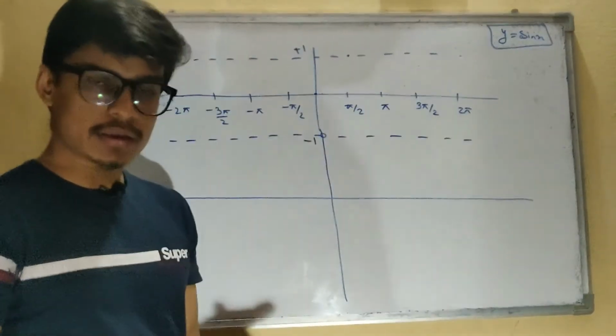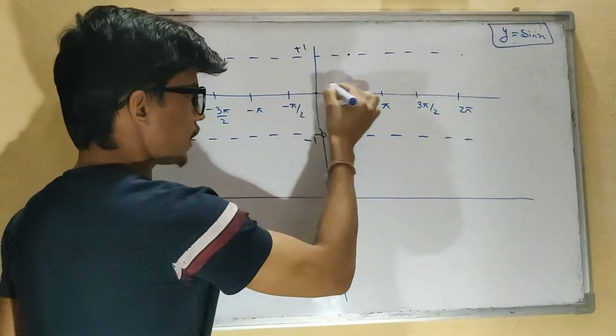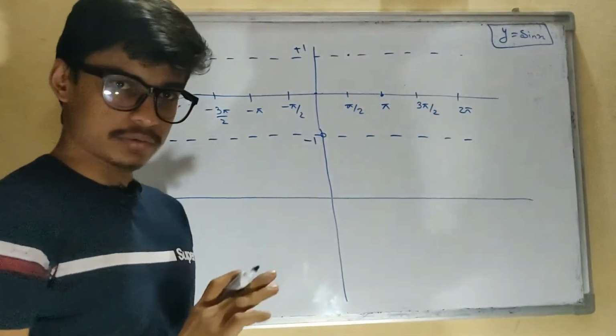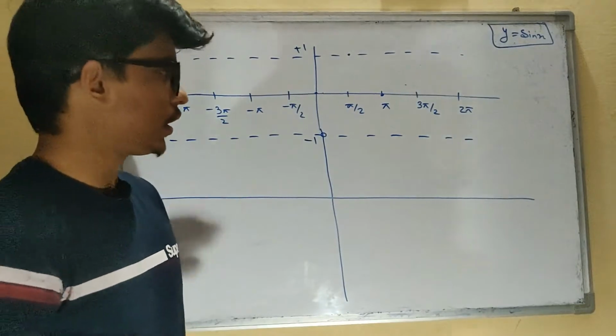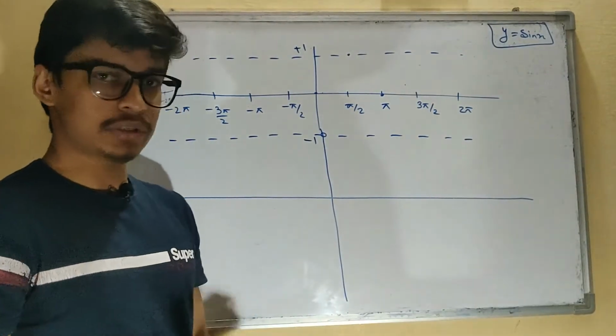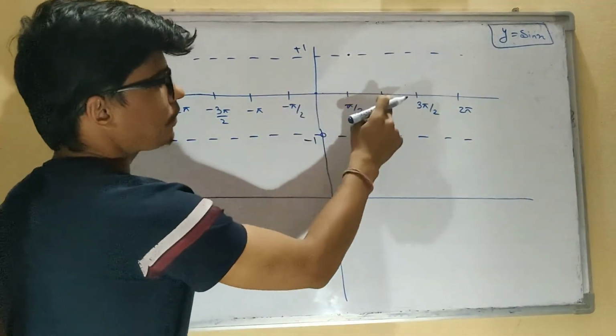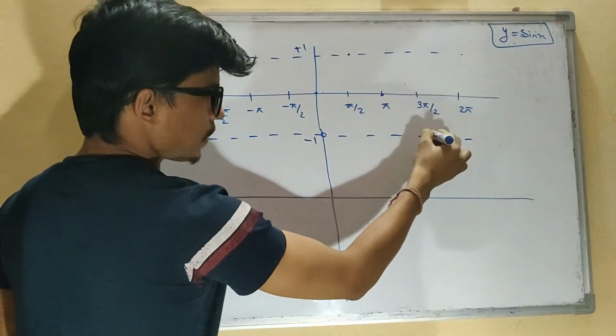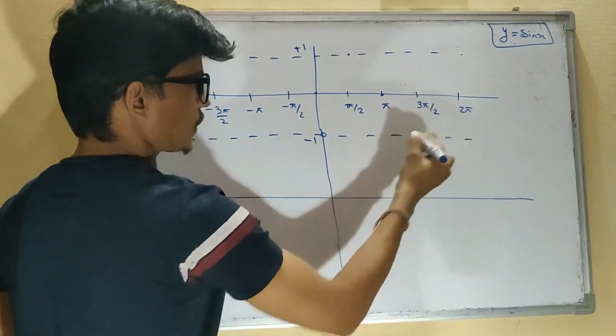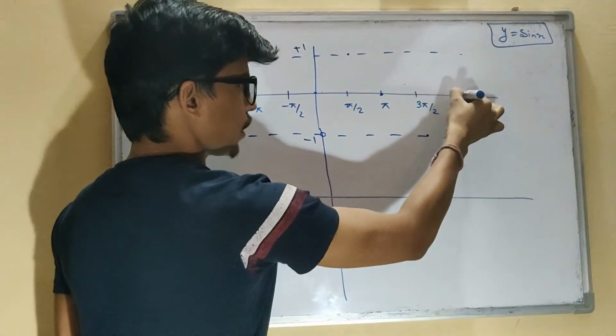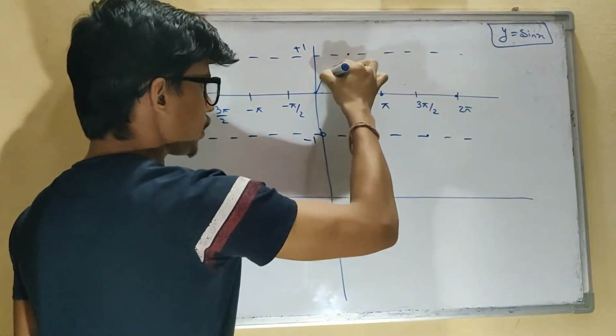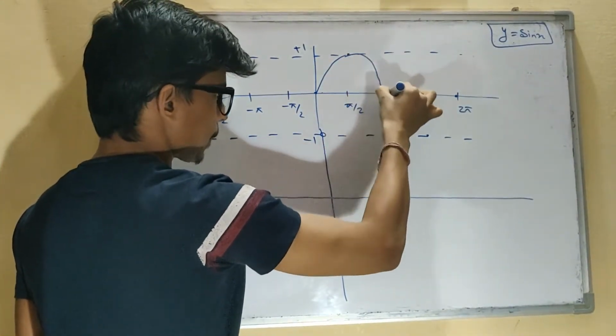And sine pi is again 0, right? Sine pi is 0. If you don't know about this, you will know later on, so just assume it for now. So sine pi is this, and sine 3 pi by 2 is minus 1. This is minus 1. And sine 2 pi is 0 again. You just connect them like this.